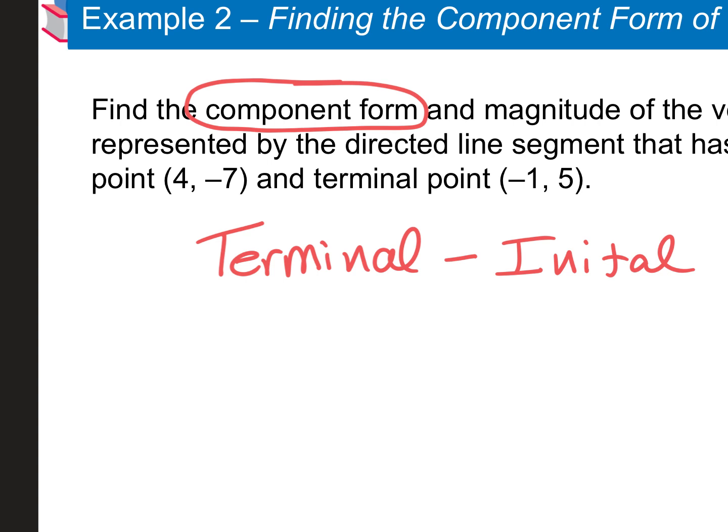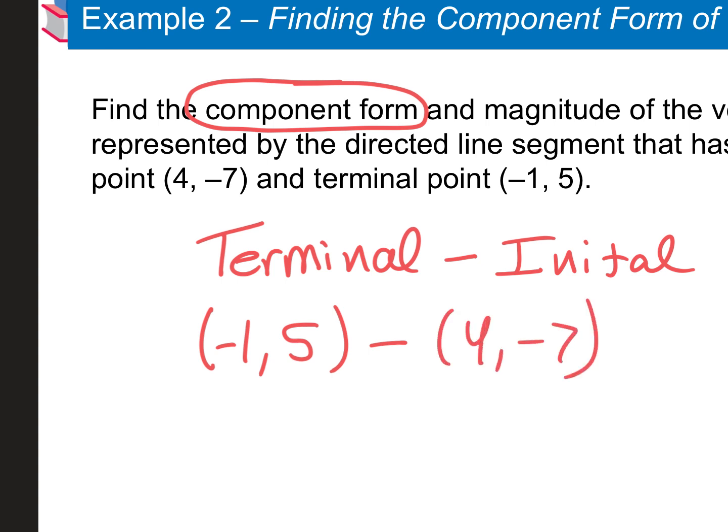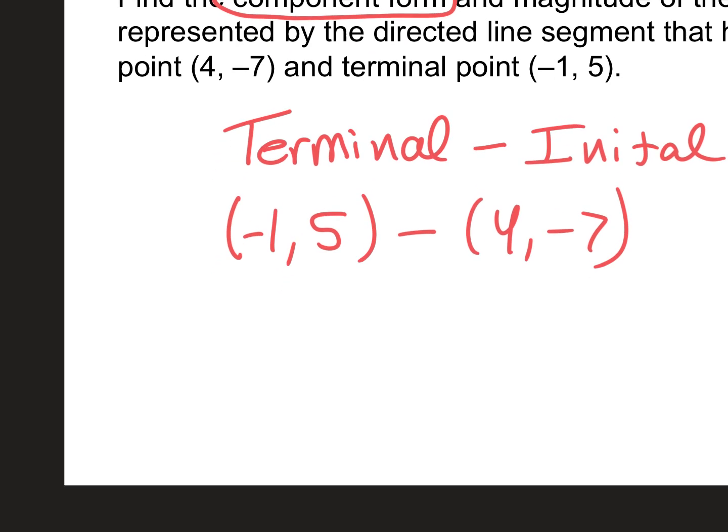What is the terminal point for this vector V? -1, comma 5. What is the initial point? 4, comma -7. Now I'm going to say something and I'm going to repeat it probably 100 times today. First with first, second with second. If we are finding the component form, you keep the first part with the first part. What is -1 minus 4? -5, comma. Second with second. What is 5 minus negative 7?